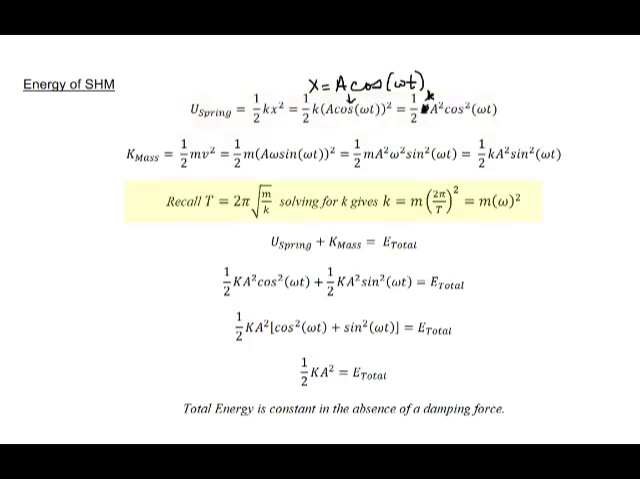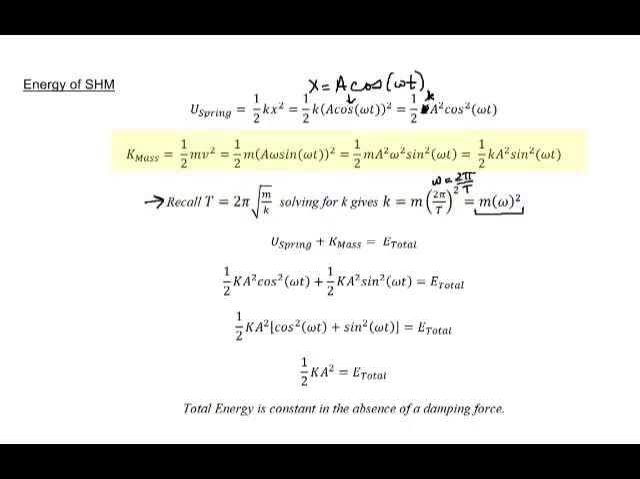The next part I want to do is come down here to recall this period is equal to 2 pi over square root mass over k. Solving for k gives us this, and this is the part that's going to be important here, because remember that 2 pi over T is the same thing as the angular momentum, or sorry, not the angular momentum, the angular speed.